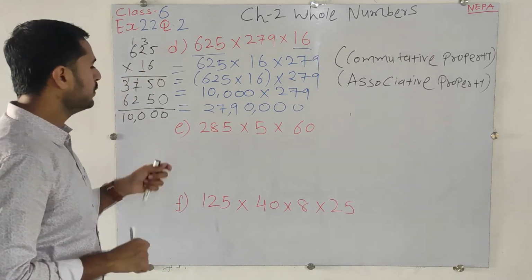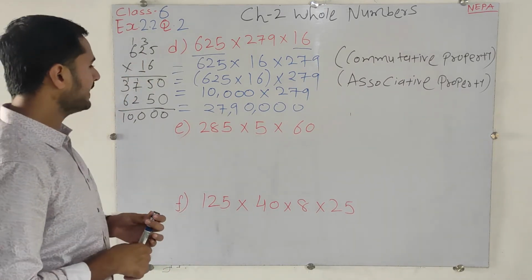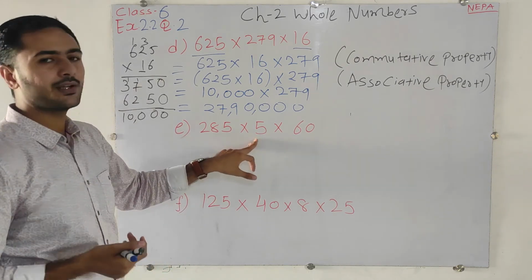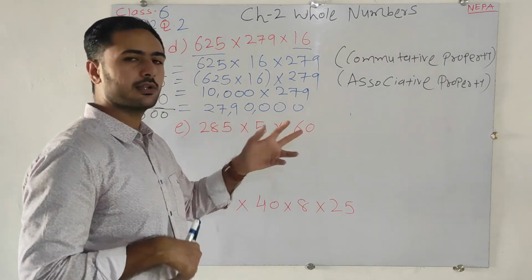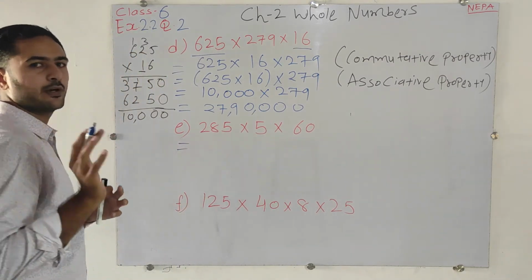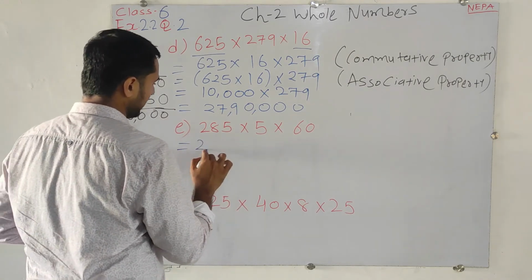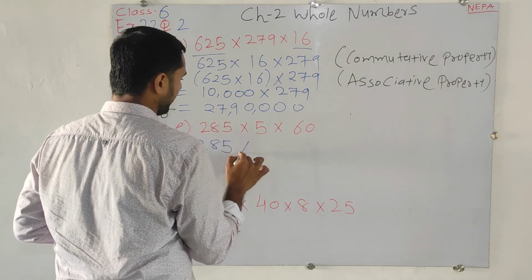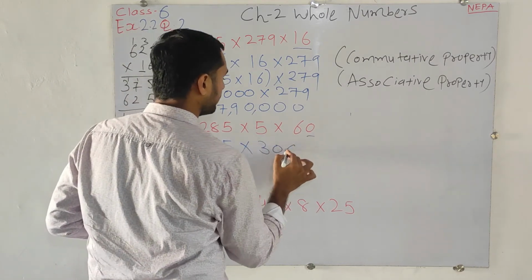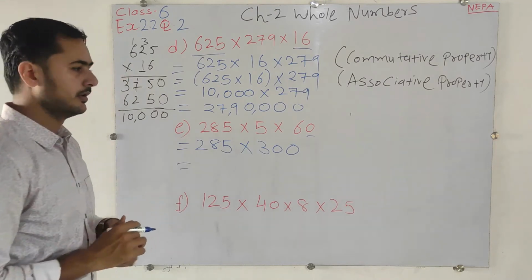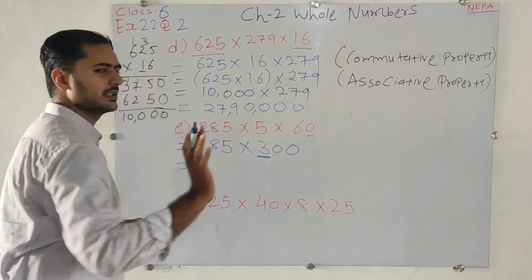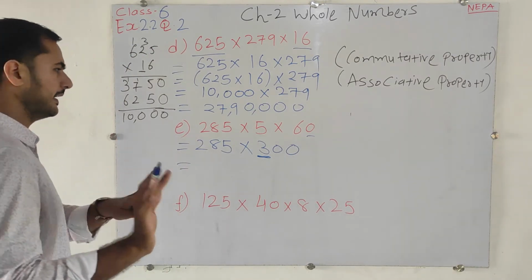Now, the next one, that is 285 multiplied by 5 multiplied by 60. So here, again, let's check. 5 5s are 25, not possible. 5 into 0, yes, that is possible. So there is no need to make any further changes. Simply, I can start like 285 multiplied by 5 into 6, 30. 5 6s are 30 and a 0. Now, 285 multiplied by 300. So simply I am just going to multiply with 3 only, not with the zeros.